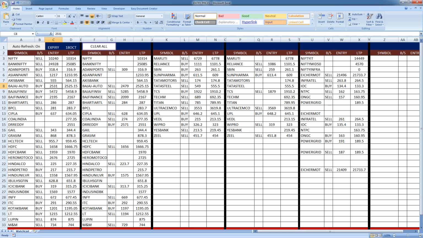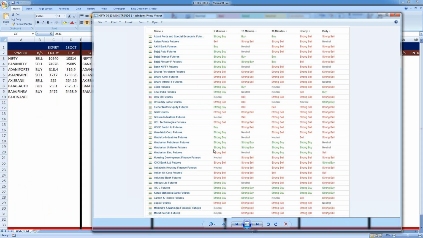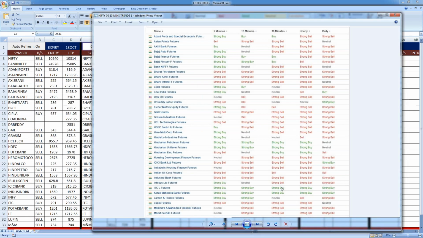So you can see some trades here where I have ITC and Kotak Mahindra Bank. This is strong buy, strong buy, strong buy, strong buy, strong buy on all the time frames: 5 minutes, 15 minutes, 30 minutes, hourly, daily. So I will just pull the chart for you. Let's say Kotak, we actually did this particular trade.